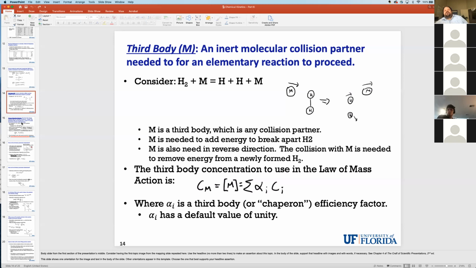Yeah, and I think from a basic theory point of view, you could argue that this alpha i shouldn't, in principle, be between 0 and 1. Right, but then to get the reaction mechanism to fit the data, you sometimes need these alpha i's to be 15.